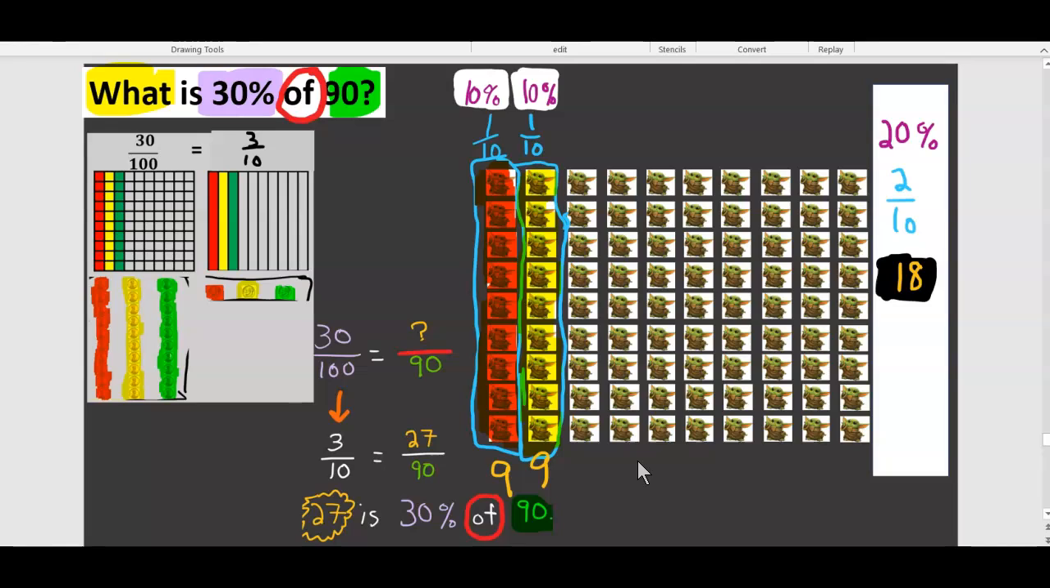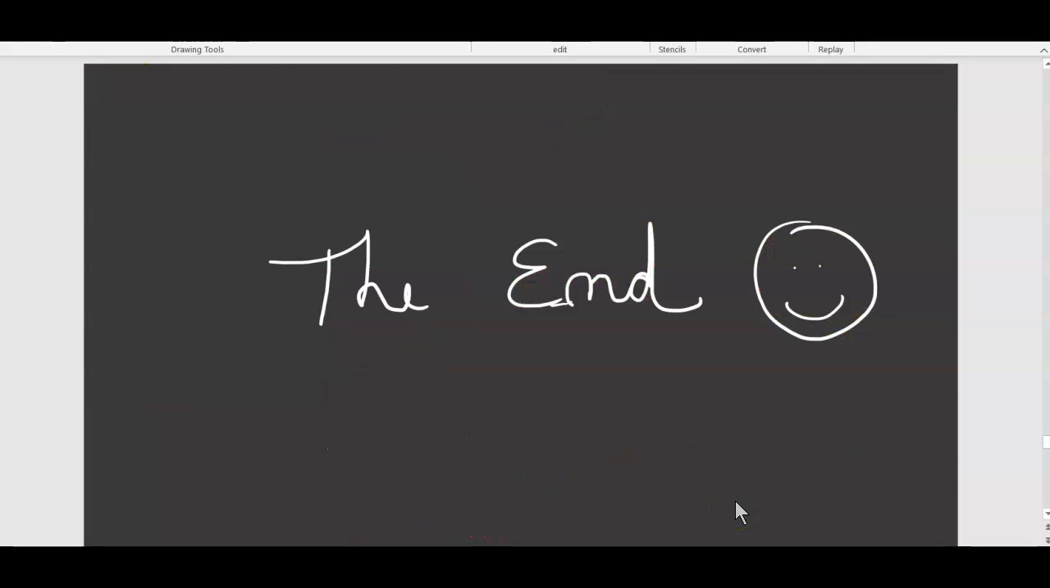Here's 2 dimes is 18 Yodas. See, 9 plus 9 is 18. What would 3 dimes be? In other words, what's 3/10? 30%, right? And how many Yodas would 30% of 90 Yodas be? 18 Yodas. The end. You made it.